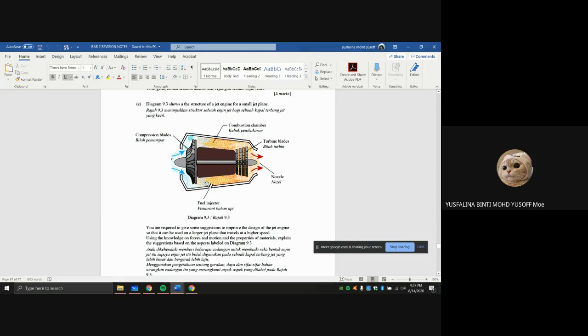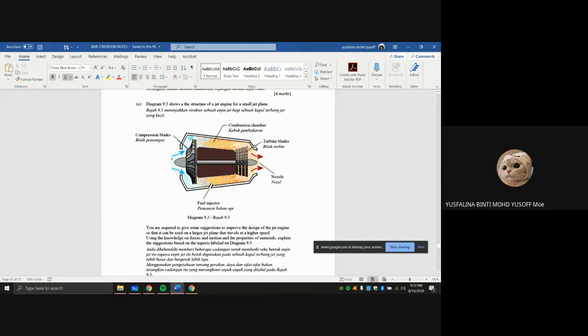Another one is the size of the combustion chamber. The size of the combustion chamber should be bigger. You can use the same reason: more fuel can be burned. And then the next one is the size of the nozzle here. The size of the nozzle should be smaller.